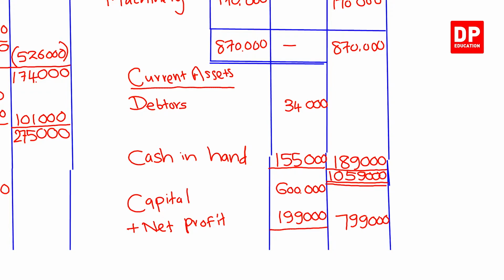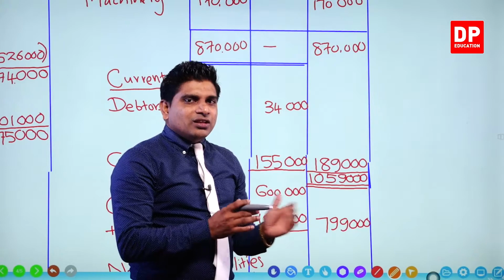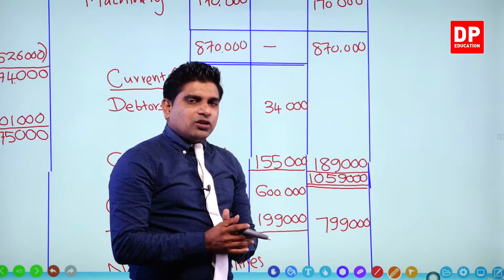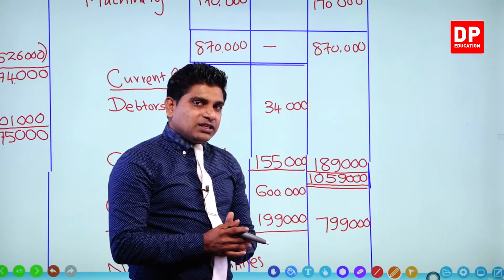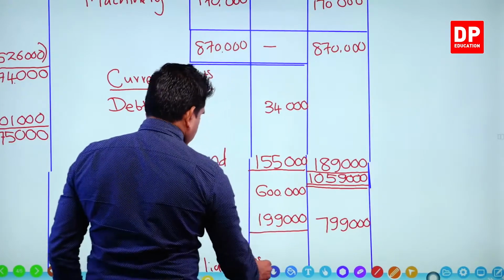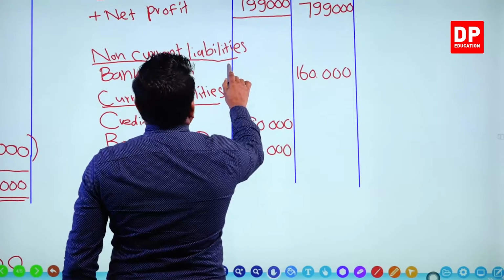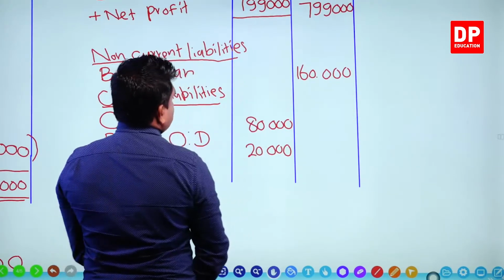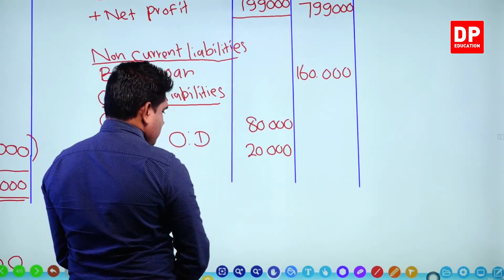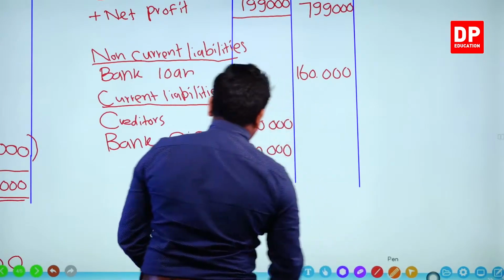1,059,000. This is the total of the assets, right? You know, total assets should be equal to capital plus liabilities. Then we'll see now how much the total of the capital plus liability area. Yeah, 799,000, 160,000, right? Then you get the total of this.